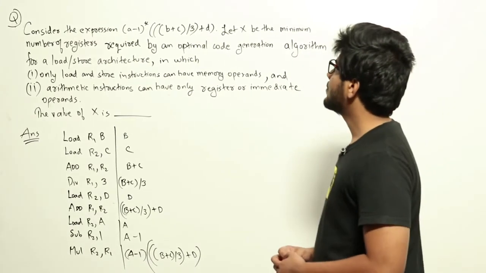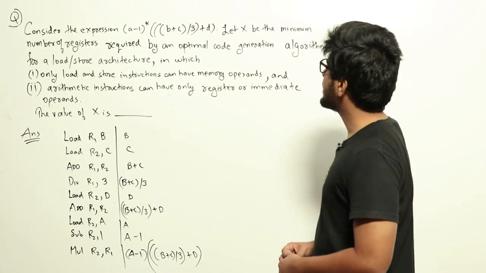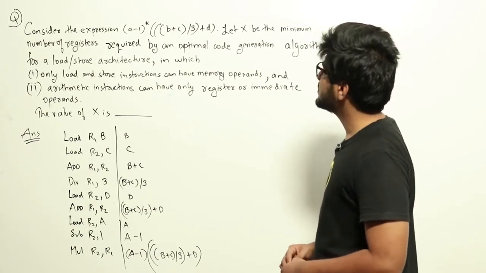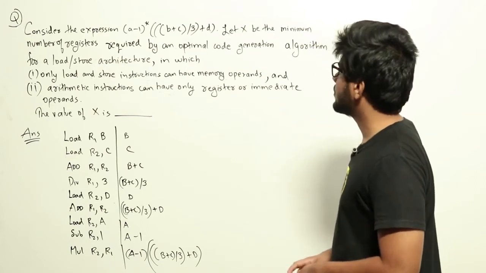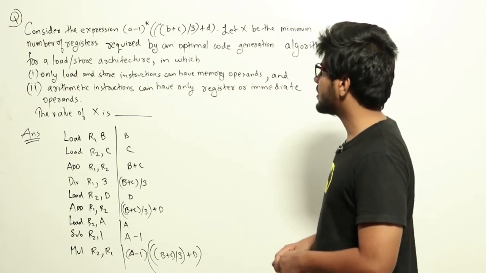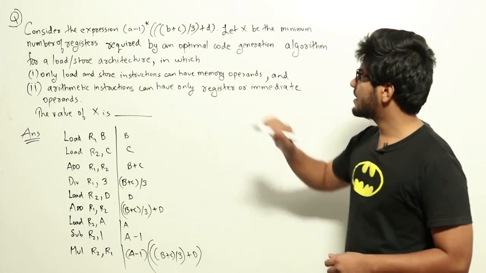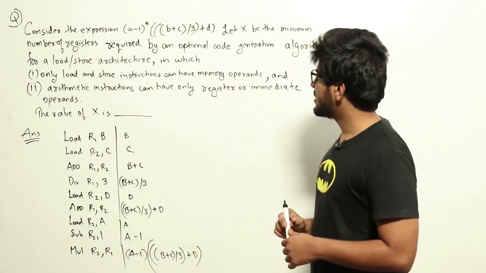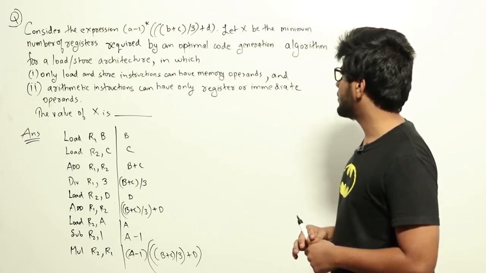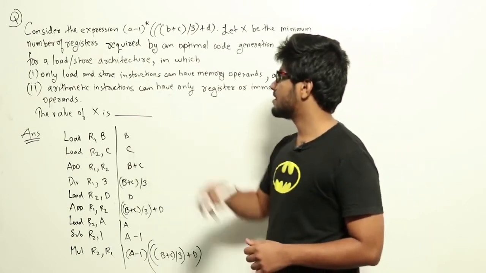Consider the expression (a minus 1) into (b plus c by 3 plus d). Let x be the minimum number of registers required by an optimal code generation algorithm for a load or store architecture in which 1. Only load and store instructions can have memory operands, and 2. Arithmetic instructions can have only register or immediate operands. The value of x is.